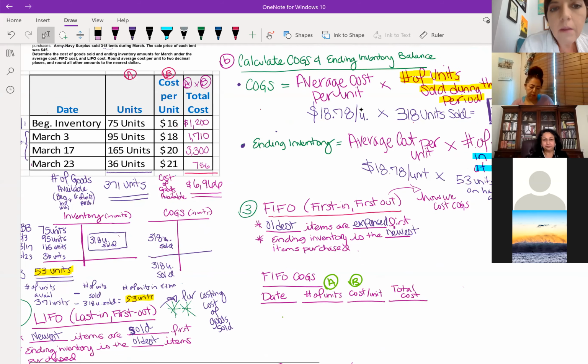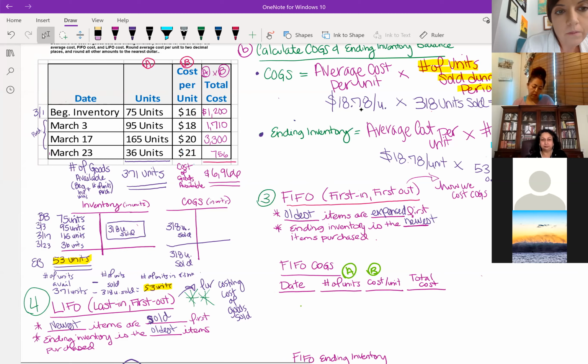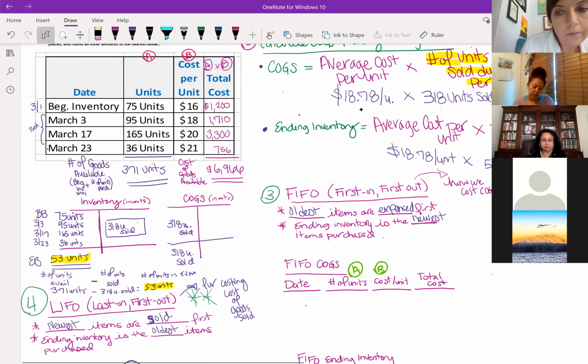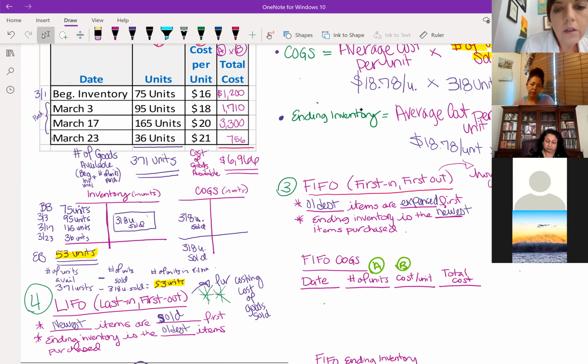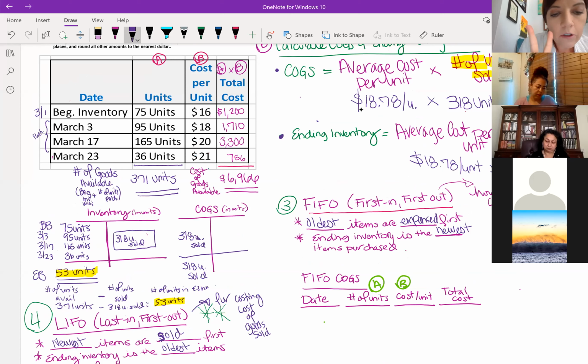For FIFO, you're going to need to draw some tables. I need you to write 2 different tables, including the same headers: the date, number of units, cost per unit, and then total cost. One table is going to be FIFO's cost of goods sold calculation, and the other table is going to be FIFO's ending inventory calculation.